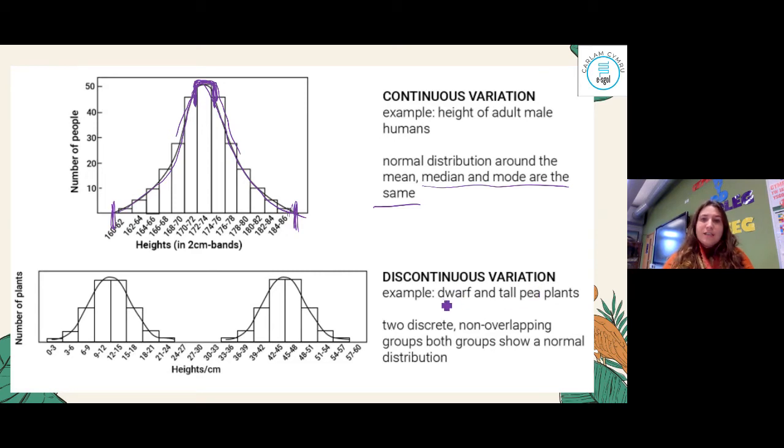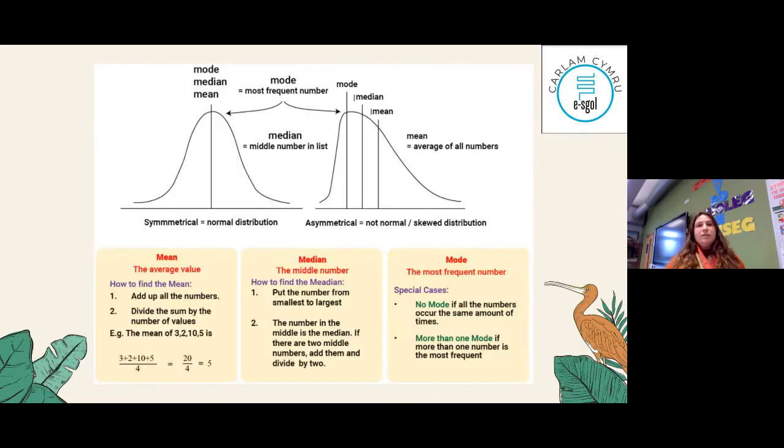Discontinuous variation is dwarf and tall pea plants. So we'll have two sets of results here. So there will still be some variation. Okay, we're still going to see some variation within the height of the plant, but we've definitely got two distinct groups here. Here, I can't tell apart the groups in that curve. So let's look at these keywords in more detail, and I've added some information below.